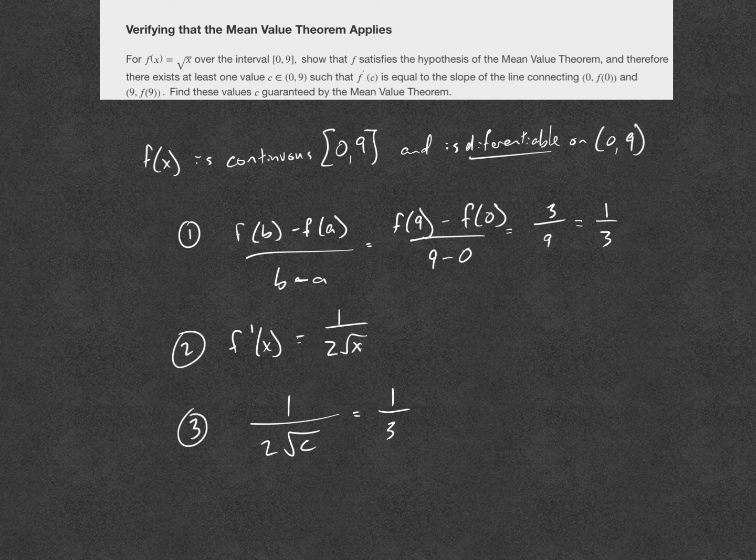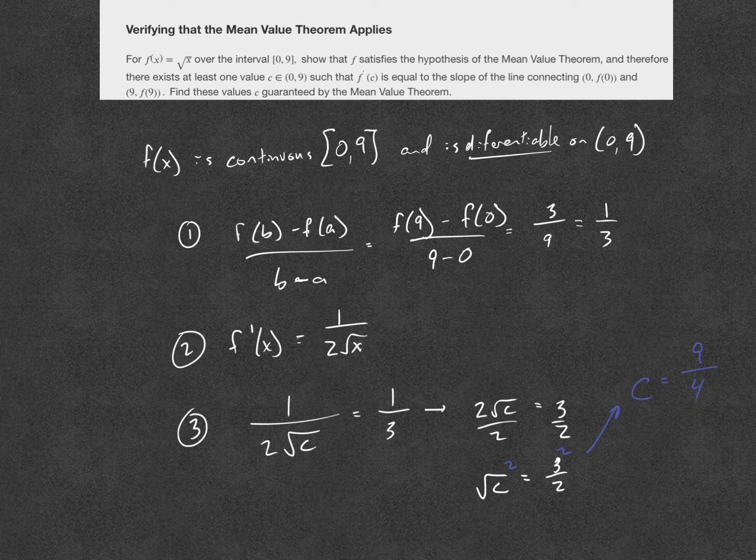Okay, and to solve this, I can cross multiply, cancel out the denominators, lots of different ways to show this, but then I'm going to write 2 radical c is equal to 3, divide both sides by 2, radical c is equal to 3/2, and then, big fancy step, I'm going to square both sides of that equation, and my c in this case is 9 over 4, which is 2 1/4, which is certainly between the interval from 0 to 9.